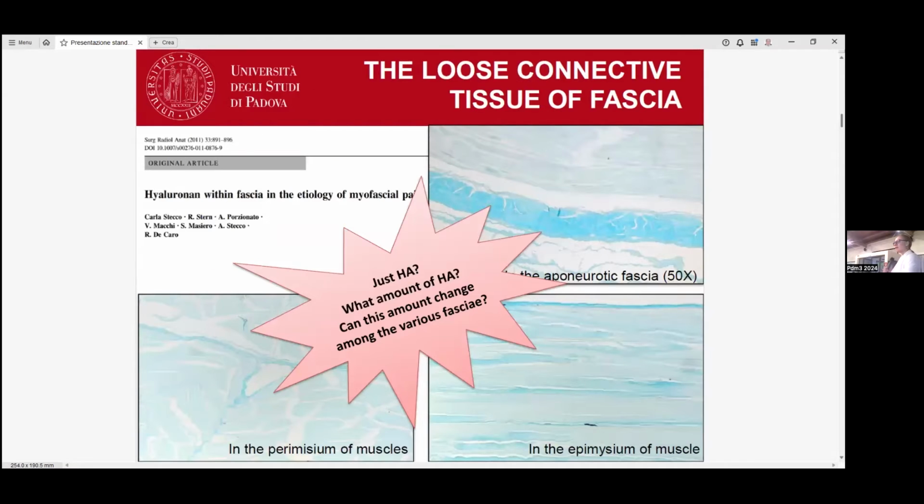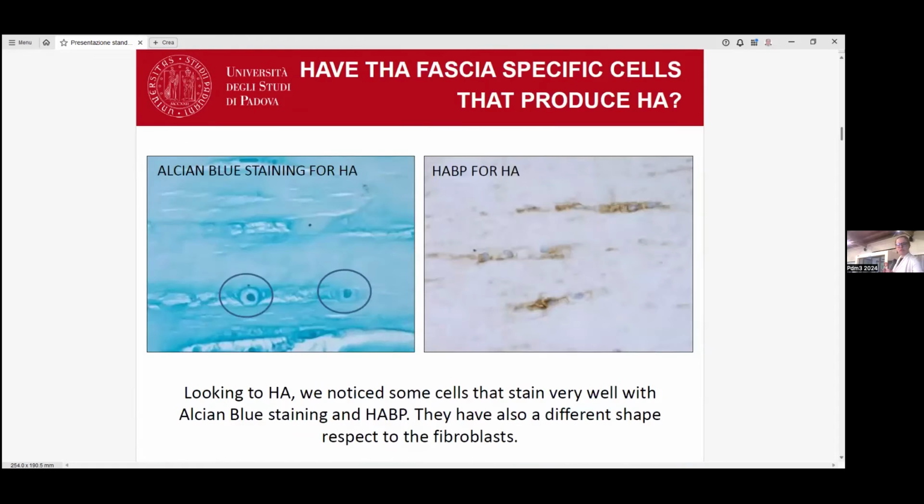And what permits the gliding? We published in 2011 the first paper about the hyaluronan, and we highlighted that the fascia are rich in hyaluronan. And we were also able to understand, almost 10 years later, the cells that are able to produce the hyaluronan. So in the fascia, we have not just the fibroblasts, but we have another type of cell that we call the fasciacytes, that are specific cells that are able to produce the hyaluronan.